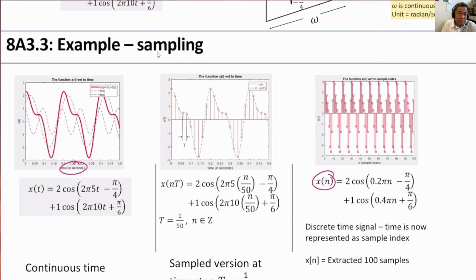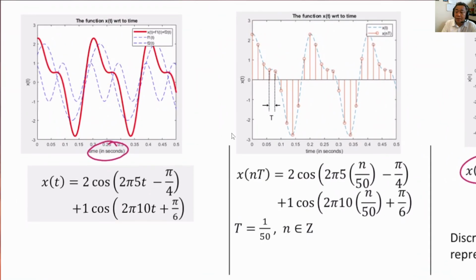In the third year course, you will do signals and systems and you will learn sampling in more detail, but today we'll just very quickly gloss through what sampling does. Let's say we have a signal x of t given by 2 cosine 2 pi 5 t minus pi over 4 plus 1 cosine, this equation here. t is real.